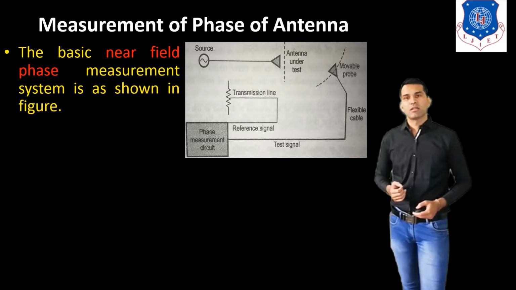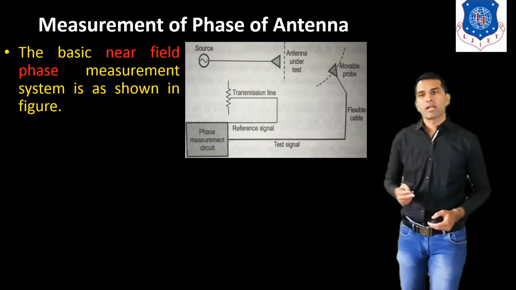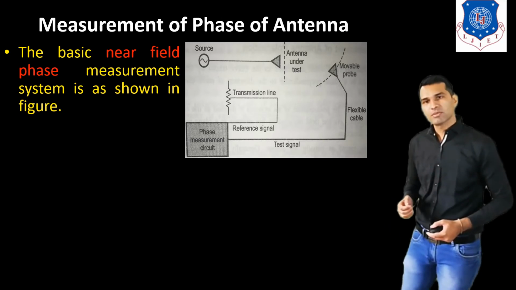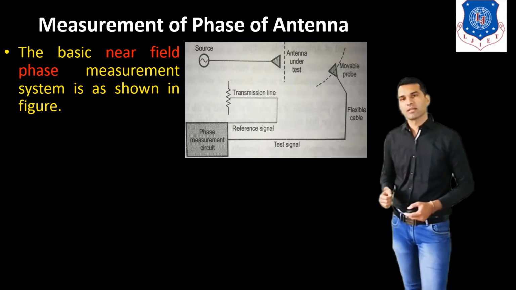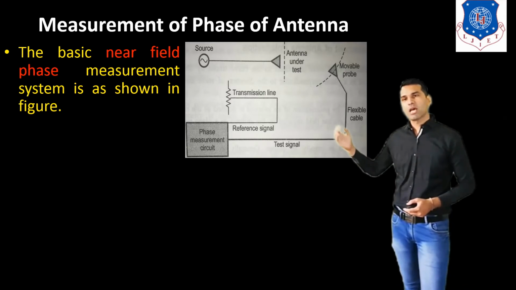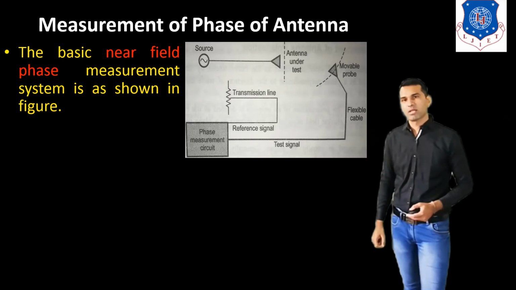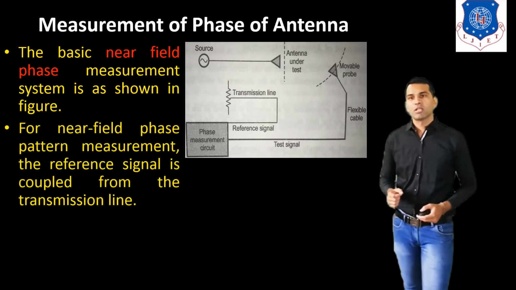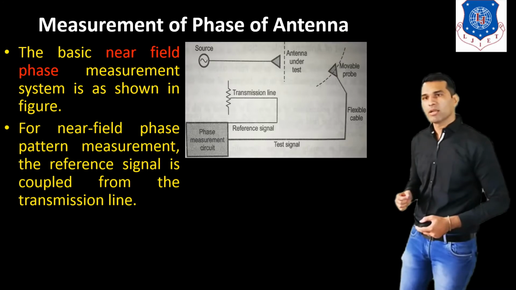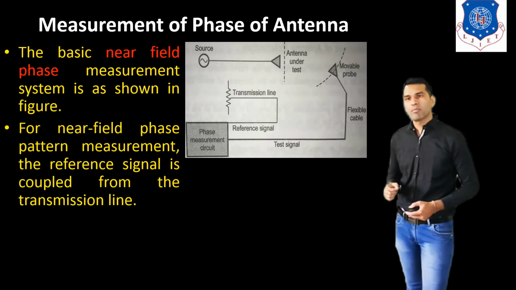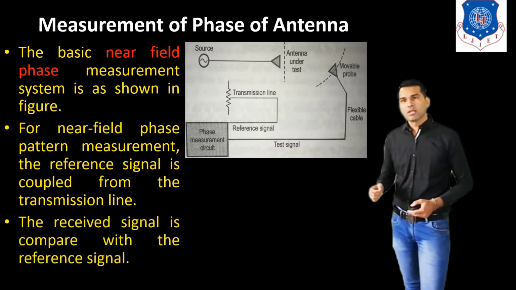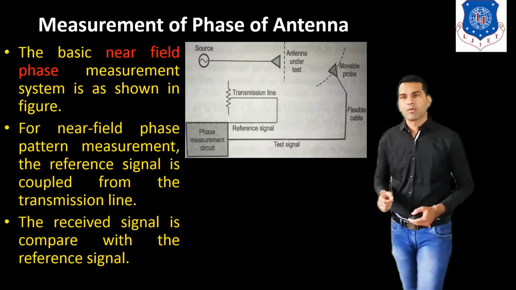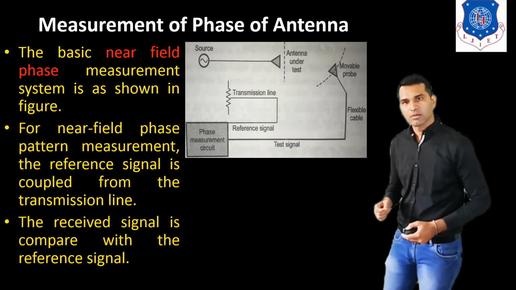We can measure the phase of the antenna by using two techniques. The first one is the near field phase measurement technique and the second one is the far field phase measurement technique. Here we discuss first the near field phase measurement technique. For the near field phase pattern measurement, the reference signal is coupled from the transmission line. The received signal is compared with the reference signal.